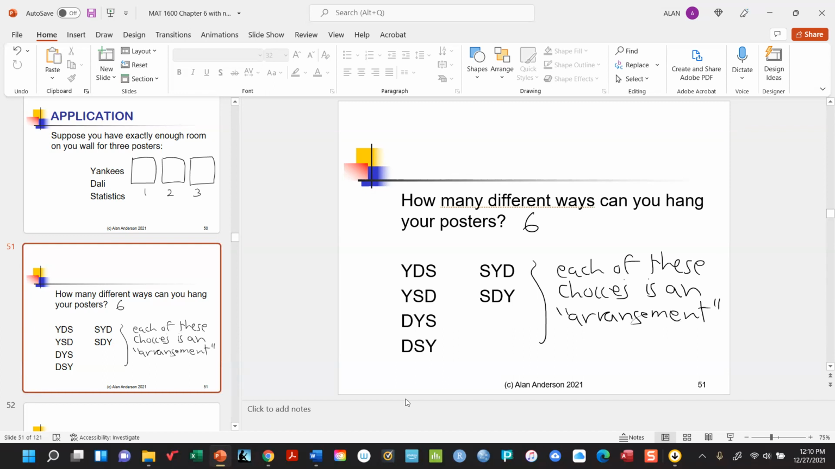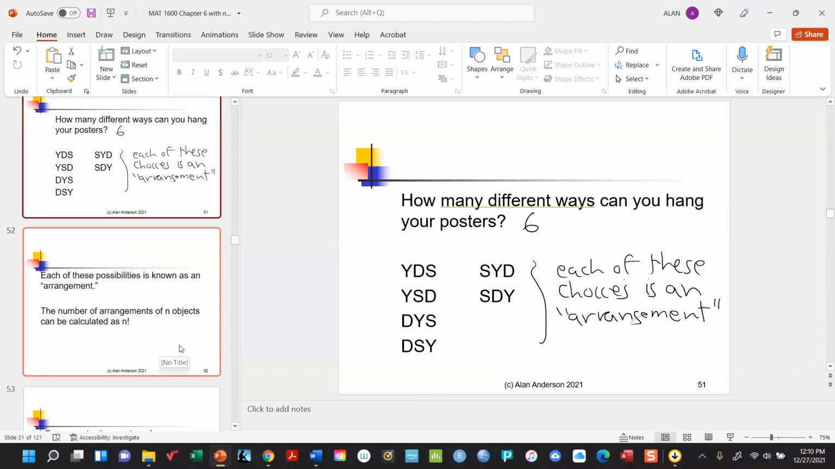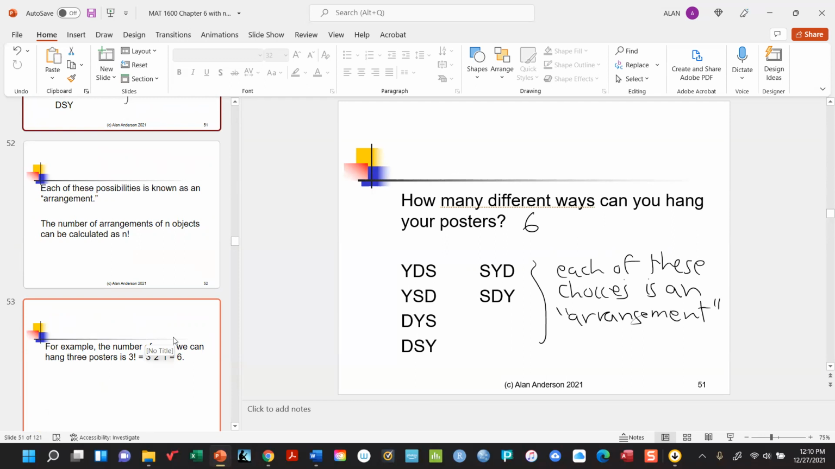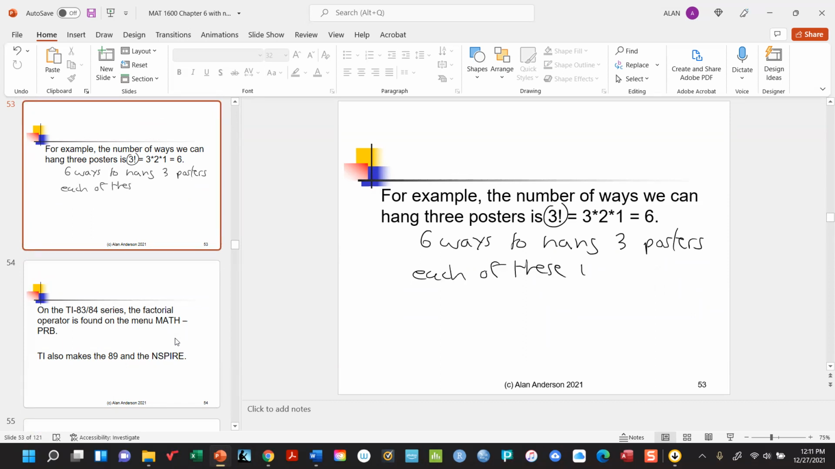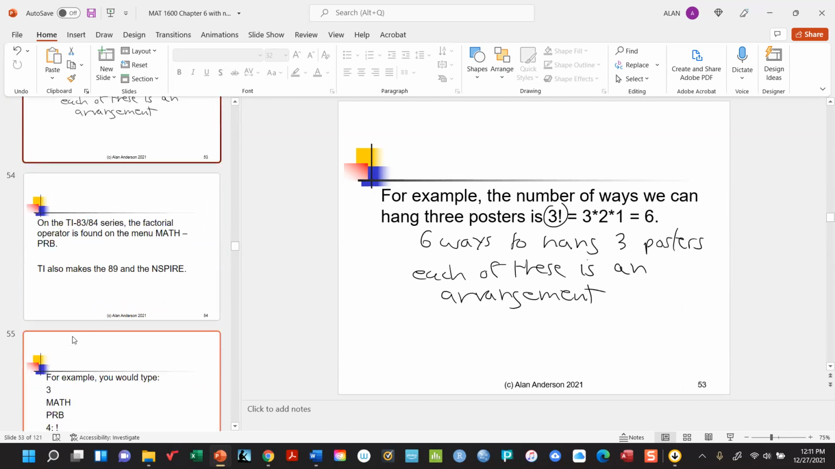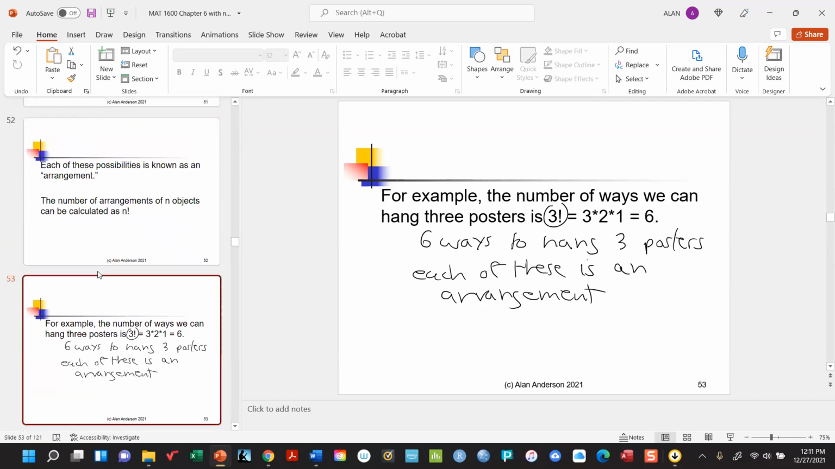The factorial operator makes it simpler for us. Because what we'll see is that with the factorial operator, we're going to take three factorial, which is six. So there's six ways to hang three posters. Each of these ways is an arrangement. Now you're probably wondering why it's three factorial. Well, here's the logic.